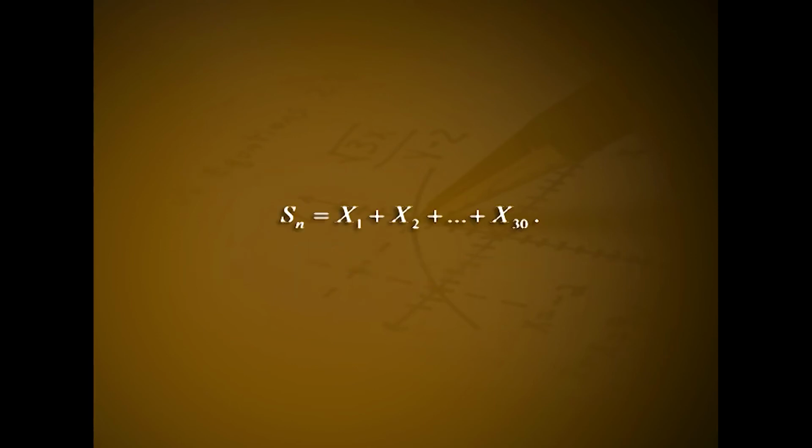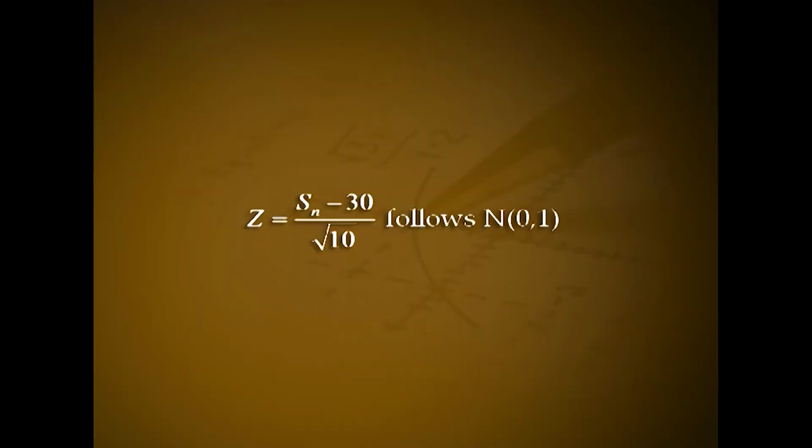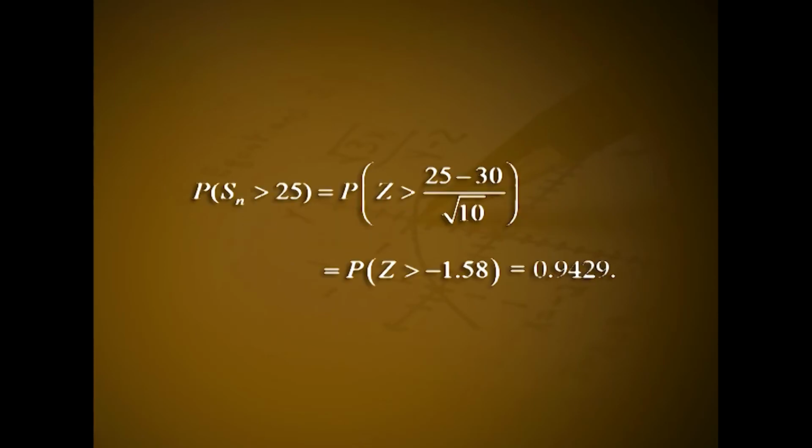30. Sum of the numbers drawn Sn equal to x1 plus x2 etc. plus x30. Then expectation of Sn equal to 30 into 1, that is 30, and variance of Sn equal to 30 into 1 by 3, that is 10. By central limit theorem, z equal to (Sn minus 30) divided by root 10 follows N(0,1). Hence, P of Sn greater than 25 is equal to P of z greater than (25 minus 30) divided by root 10, that is P of z greater than minus 1.58, that is equal to 0.9429.